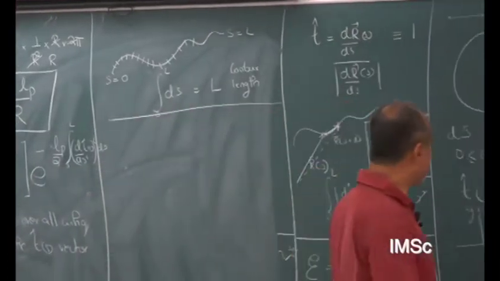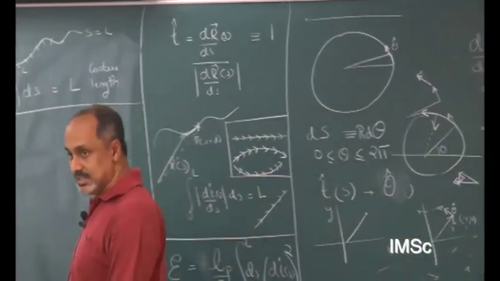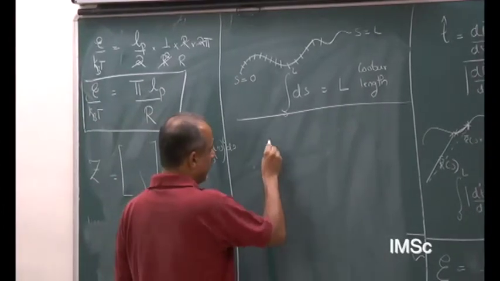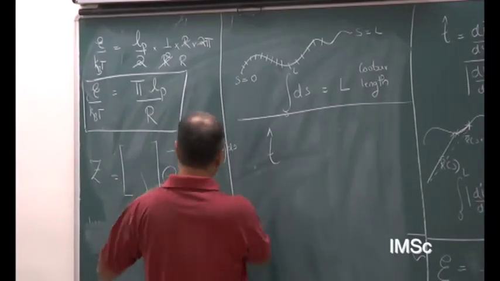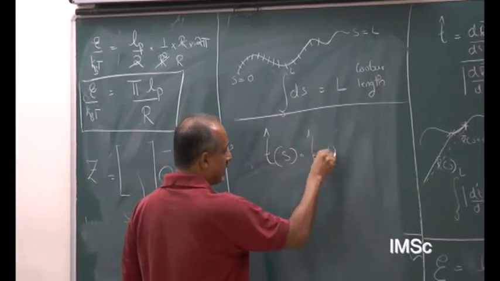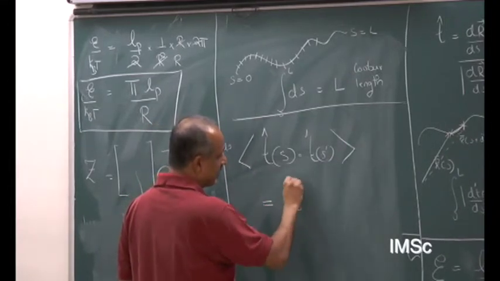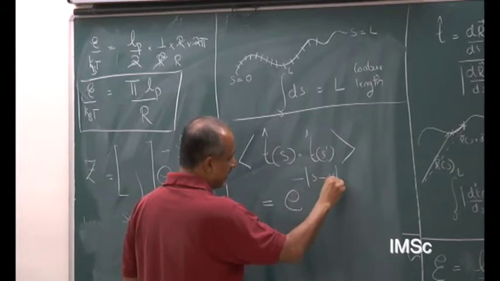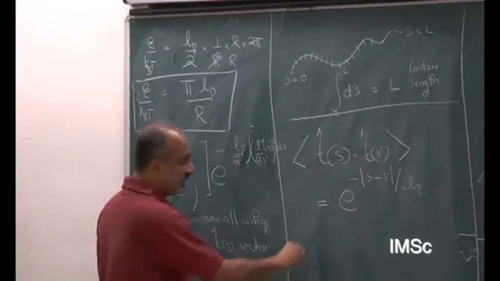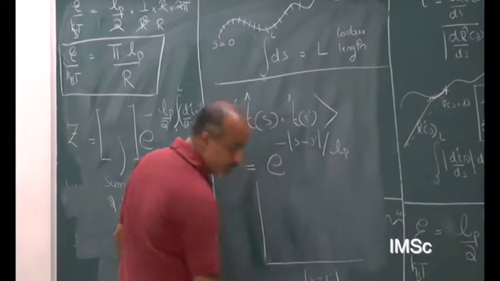All right, so this is just a quick calculation meant to remind you of the difficulties of calculating with t hat of s. And I mentioned something the last time: if I evaluated t hat of s dot t hat of s prime, and took the average of that, this quantity behaved as exponential of minus s minus s prime divided by the persistence length, which is why the persistence length was important. So let us just plot it, and I should have plotted it the last time. So this is mod s minus s prime.